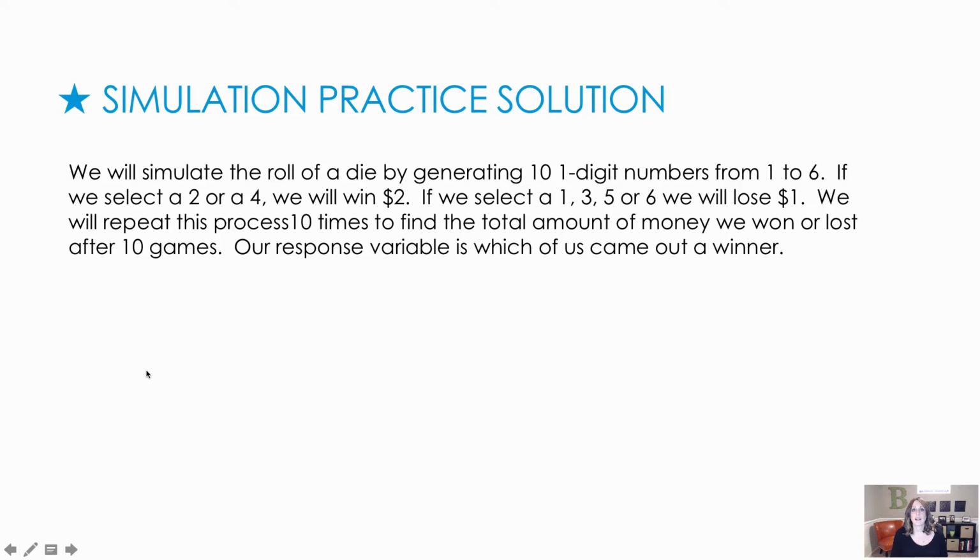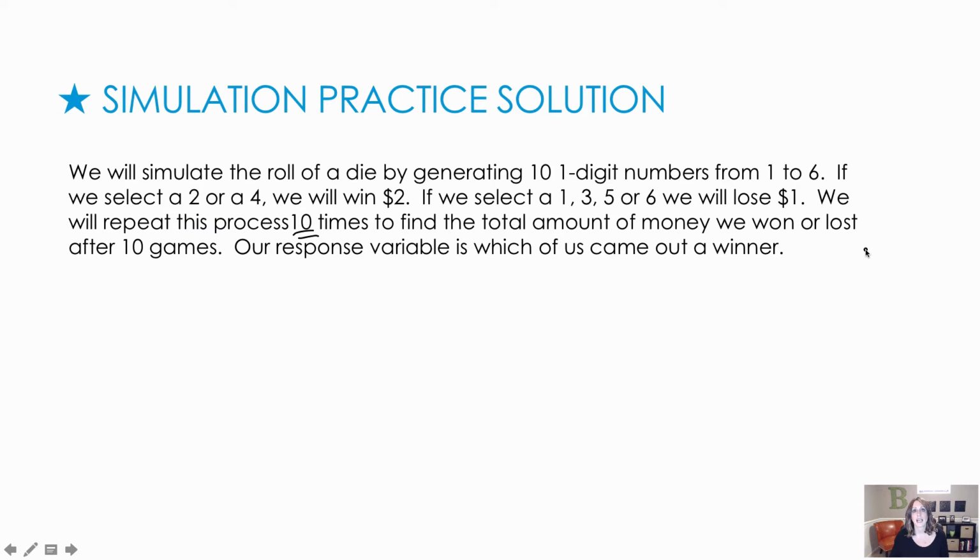In this case, this is how I was simulating the experience. Now, it could be that you chose to do things a little bit differently than me, but this is how I chose to simulate it. So I'm going to simulate the roll of a die by generating 10 one-digit numbers from 1 to 6. If we select a 2 or a 4, I'll win $2. If I select a 1, 3, 5, or 6, I'll lose $1. And we repeat this process 10 times to find the total amount of money we won or lost after 10 games. And our response variable is which of us came out a winner.